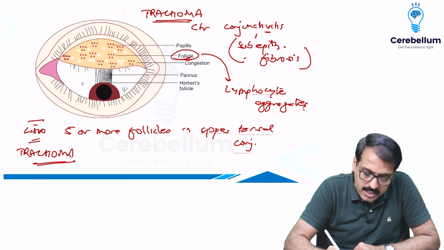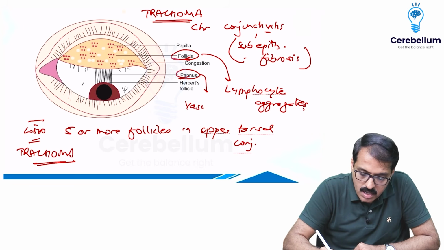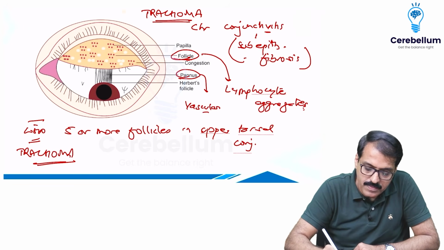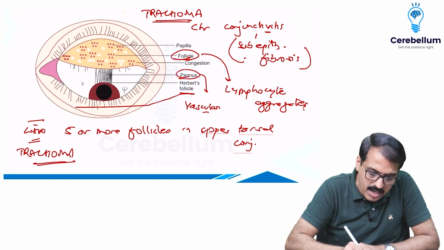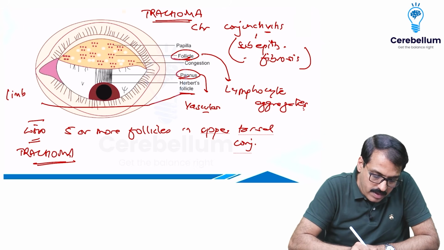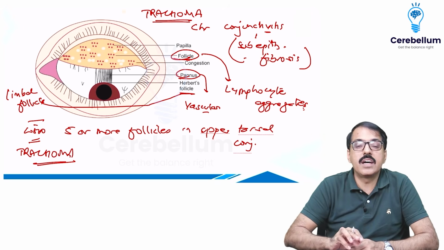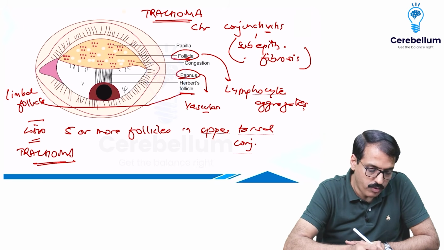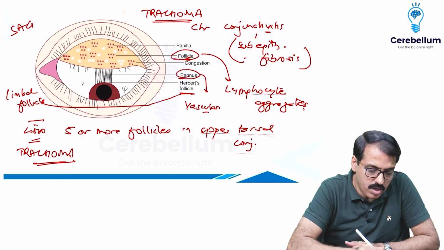Apart from this, there is pannus. What is pannus? Pannus is vascularization. Herbert follicles are limbal follicles. These are sago grain. What do follicles look like? Follicles have a sago grain appearance.